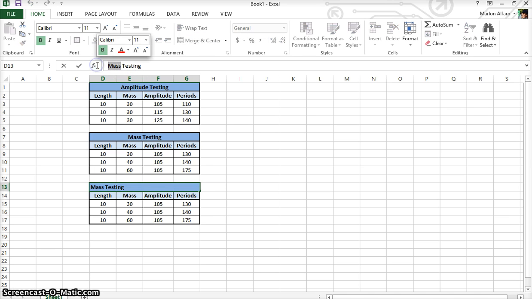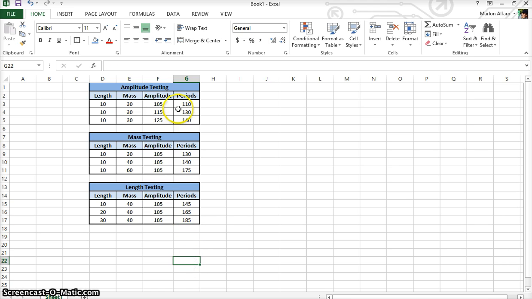And now my last one will be my length test. That means that my length should be different for each of them, and my mass should be the same. My amplitude will be the same as well, so I'm going to leave that how it is, and I'm going to change the number of periods. So these are my three tables.